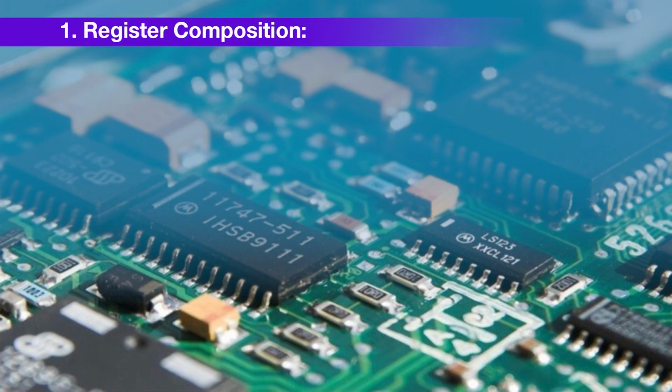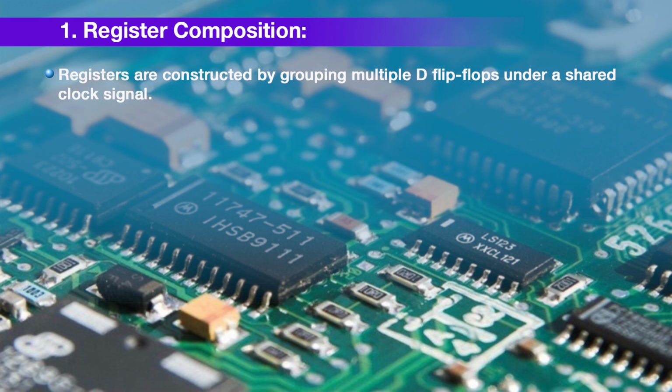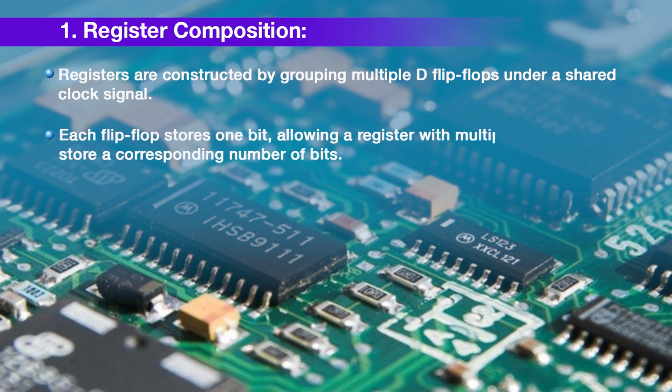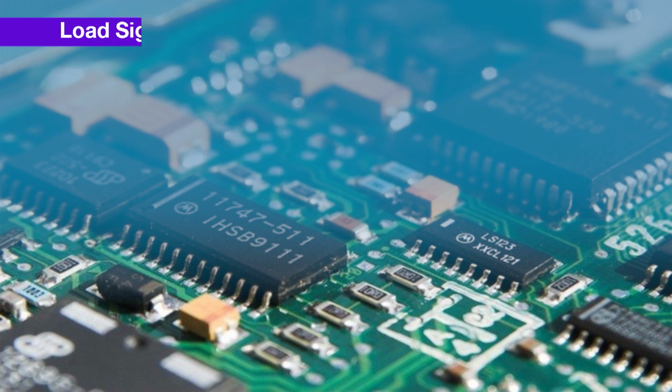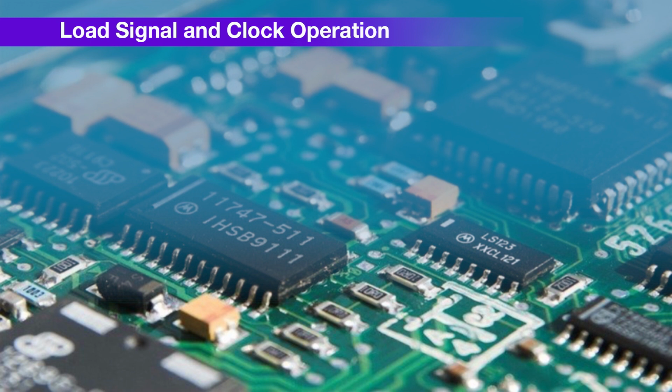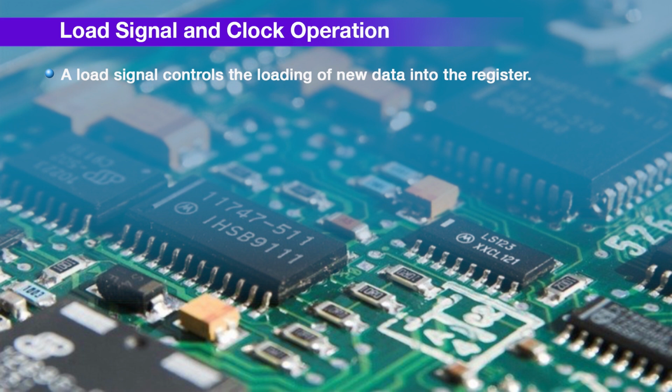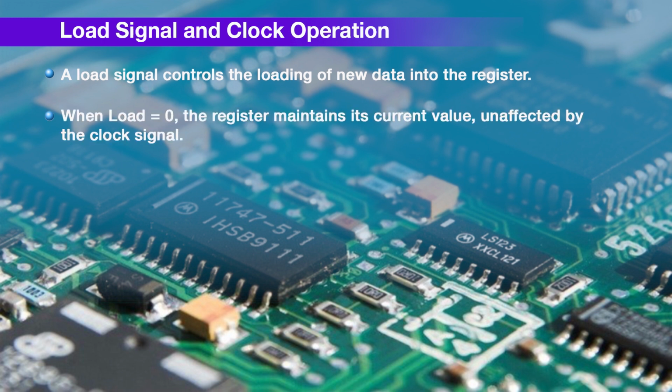Register composition. Registers are constructed by grouping multiple D flip-flops under a shared clock signal. Each flip-flop stores one bit, allowing a register with multiple flip-flops to store a corresponding number of bits. The second operation is load signal and clock operation. A load signal controls the loading of new data into the register. When load is equal to 0, the register maintains its current value unaffected by the clock signal.